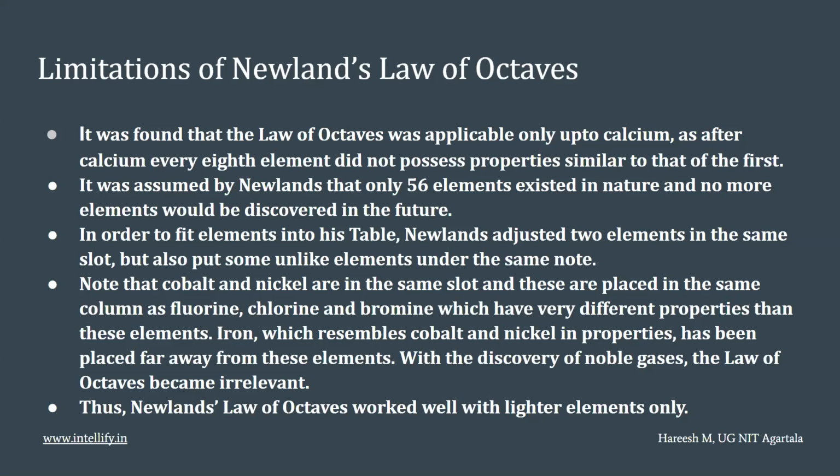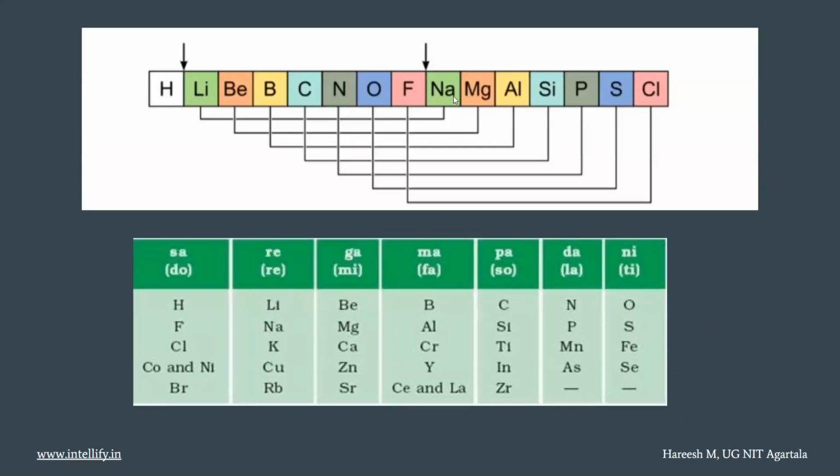Now, let us understand the next point. In order to fit the elements into his table, Newland adjusted 2 elements in the same slot, but also put some unlike elements under the same node. Basically, if you look at this table, he has given the same position to 2 elements. He has given the same position to cobalt as well as nickel. He has given the same position to 2 elements here as well.